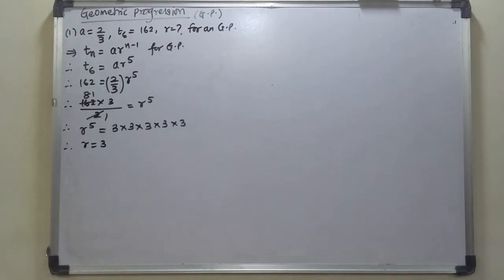Now, it is R raised to 5. If it was R raised to 4 and there were 3 into 3 into 3 into 3, then what would have been the value of R? Think.